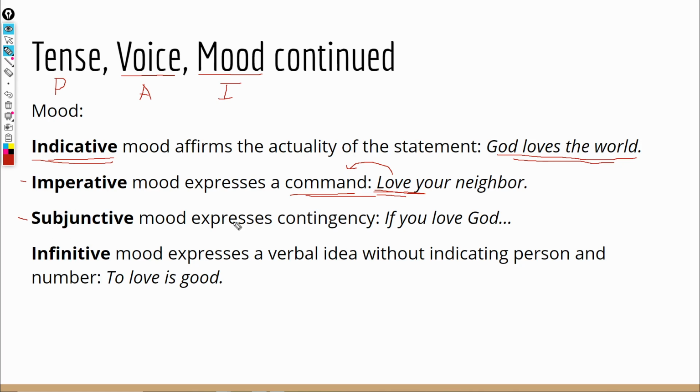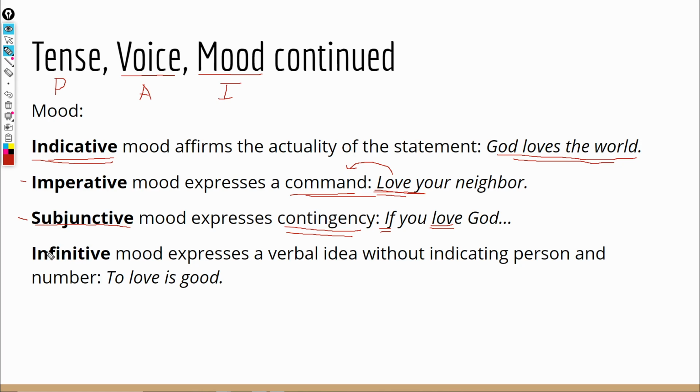The subjunctive, the word is contingency here. Some people use the word like a wish or a desire. It's something that could come into reality. It's not in reality yet, but this could happen. So often you see the word if, or you see the word should, or shall, or ought to. It's like, hey, this could happen. So if you love God, so this word love will be in the subjunctive.